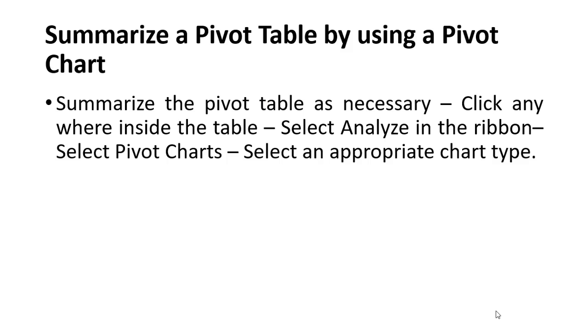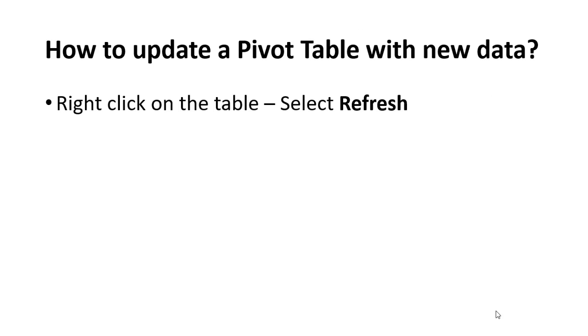Then let us go to another important aspect. It's about how to update a pivot table with new data. So here you are working on a particular data set. Then if some changes happen to this database, let's say that some of the figures in the database at the moment are inaccurate, and you want to replace that wrong data with the new, correct data.